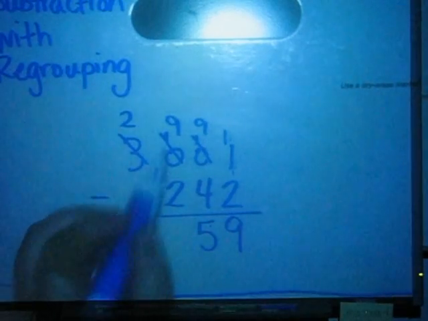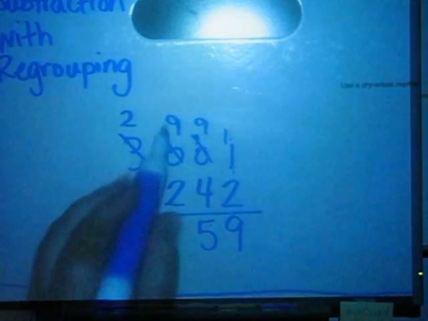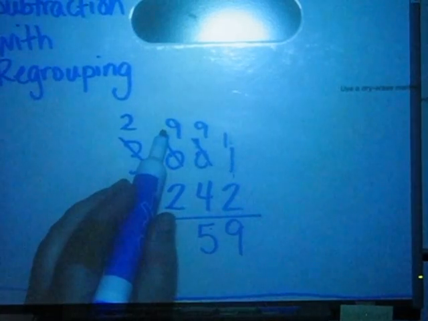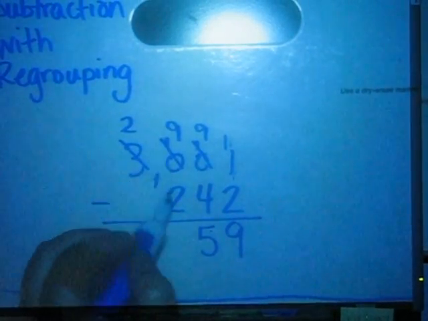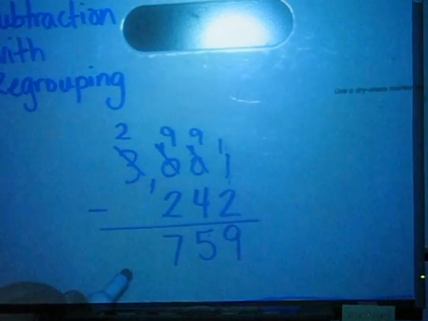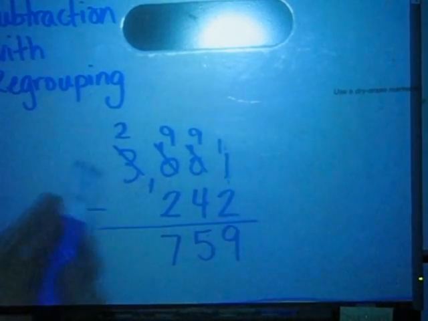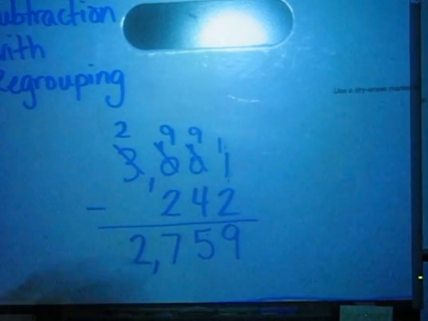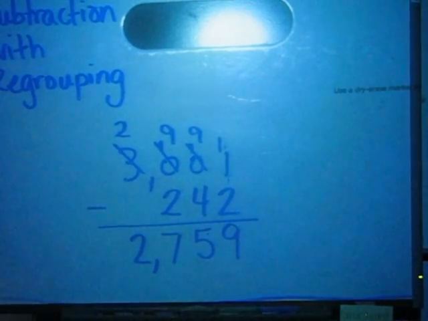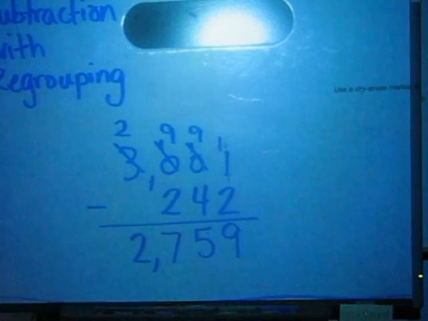Go to the next column. 9 minus 2 is, can I take 2 away from 9? Yes, because it's bigger. 9 minus 2 is 7. And then the last place, 2 minus nothing is 2. So my answer is 2,759.